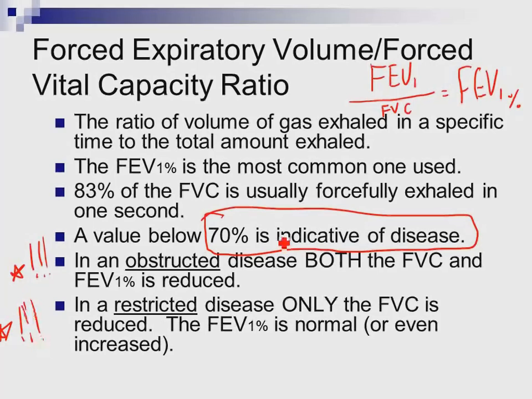If I have an obstructive disease, one of those CBABES, both the vital capacity and the FEV1% are reduced. If I have a restrictive disease, the FVC is reduced, but the FEV1% is normal. And we'll play around with this, because the goal is for me to give you some data and you tell me if it's an obstructive or a restrictive pattern that is present.